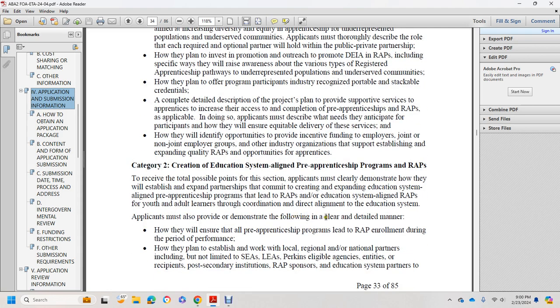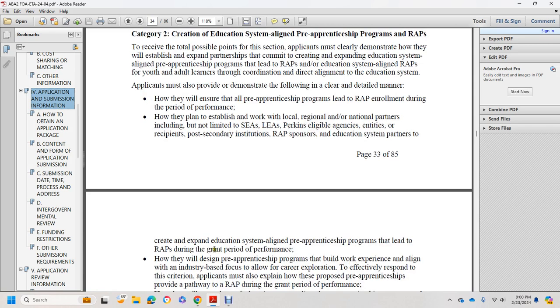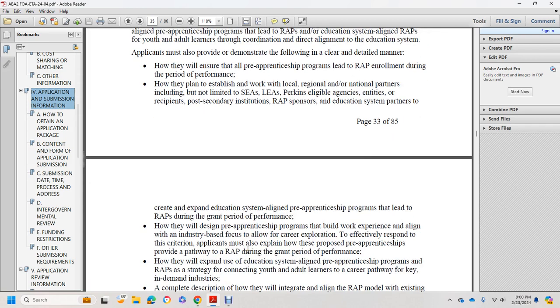The application must demonstrate, in a clear and detailed manner, how they ensure the pre-apprenticeship program leads to the registered apprenticeship during the period of performance, and how they plan to work with established local, regional, and national partners, including but not limited to the state educational agency, local education agency, Perkins eligible agencies, ETA recipients, postsecondary institutions, registered apprenticeship and educational system partners, to create an expanded education-system-aligned pre-apprenticeship program that leads to the registered apprenticeship during the grant period of performance. This helps with the design of a pre-apprenticeship program built with experience, aligned with the industry-based focus, allowing for career exploration, and responding effectively to the criteria.